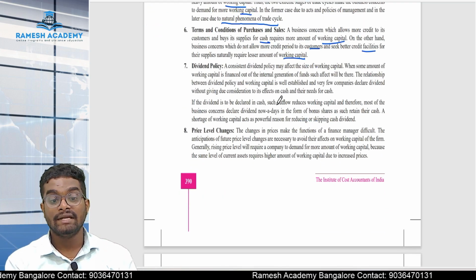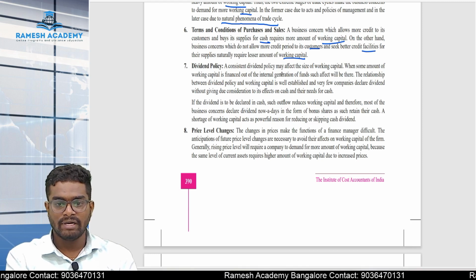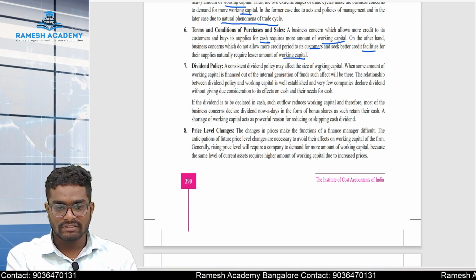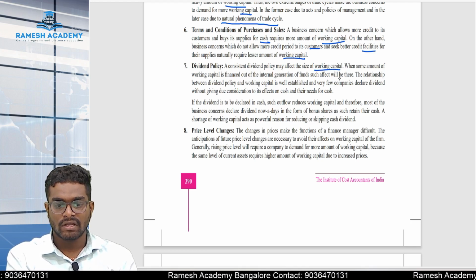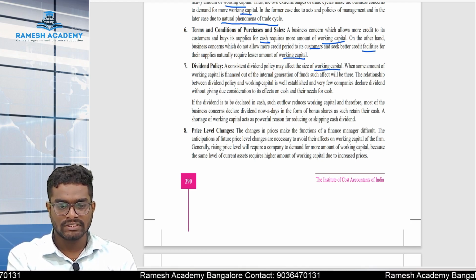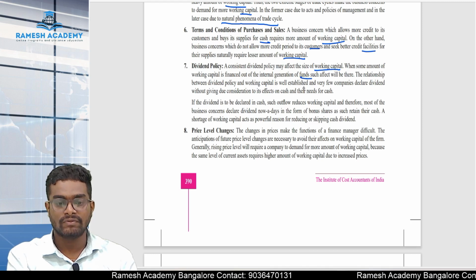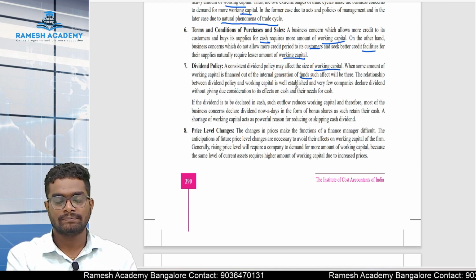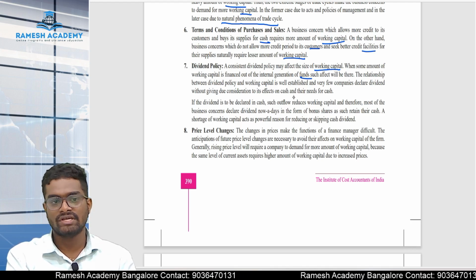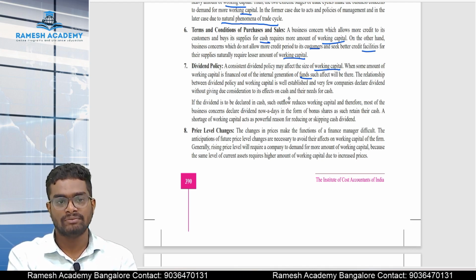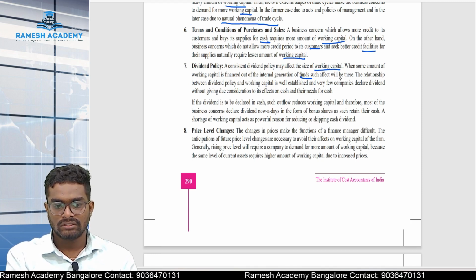Next, dividend policy. A consistent dividend policy may affect the size of working capital. When some amount of working capital is financed out of the internal generation of funds, how will you be making profit now? That is also a fund. Profit is also a saving or fund which can be used in the business. Such an effect will be there.